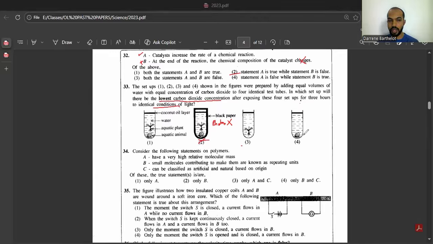But let's see the fourth answer as well. Here you have an aquatic animal, which means it releases carbon dioxide during cellular respiration. So it's wrong. So the answer should be answer number 3, because of the aquatic plant doing photosynthesis. For photosynthesis, carbon dioxide and water are needed, so carbon dioxide will be absorbed. So it will have the lowest carbon dioxide concentration.